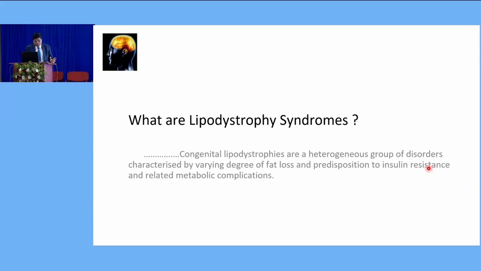What is lipodystrophy syndrome? A very simple answer. Congenital, I am shifting directly to the congenital lipodystrophy. I am not going to talk about acquired lipodystrophy and HIV, all that will complicate the issue. Congenital lipodystrophies are a heterogeneous group of disorders characterized by varying degrees of fat loss and predisposition to insulin resistance and related metabolic complications. Very simple.